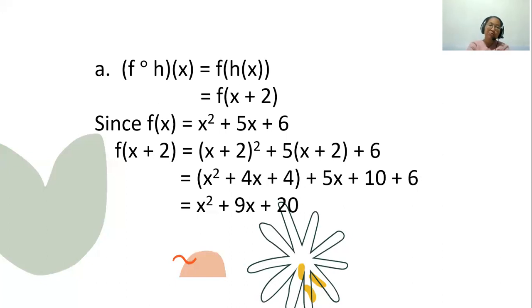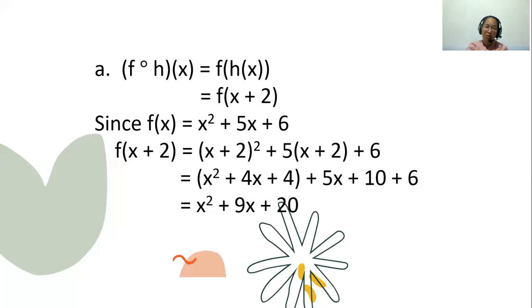So look at this first example. F of h of x. What's the value of h of x again? Yes, that's x plus 2. So we have f of x plus 2. And since f of x is equal to x squared plus 5x plus 6, we need to replace all the x's by the value of h of x, which is x plus 2. So doing that, we have the quantity x plus 2 raised to the second power plus 5 times the quantity x plus 2 plus 6.